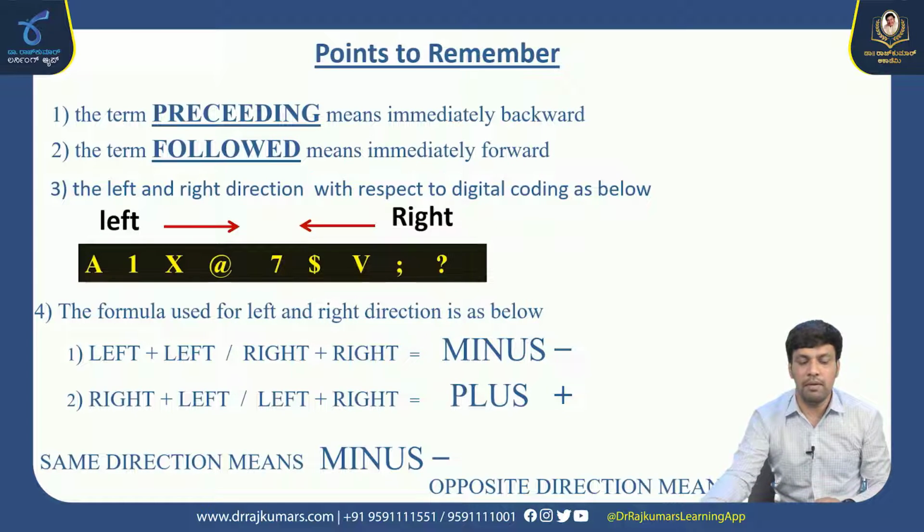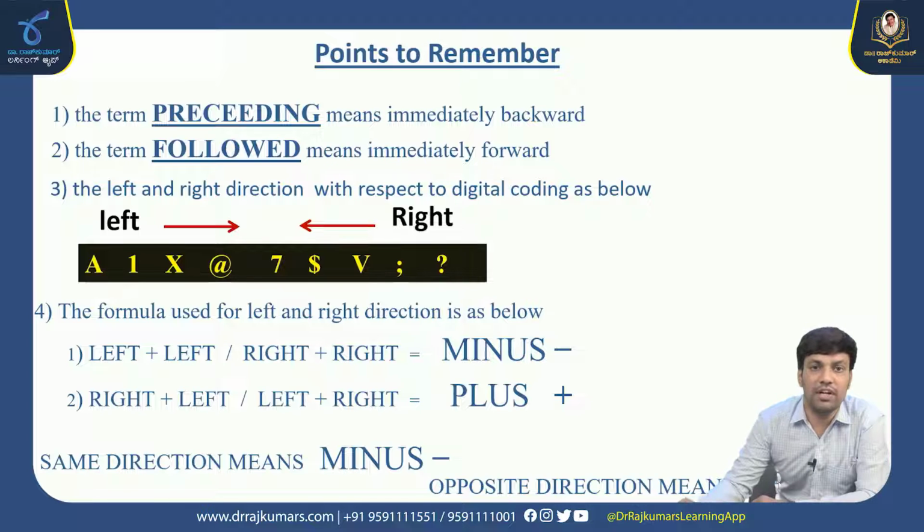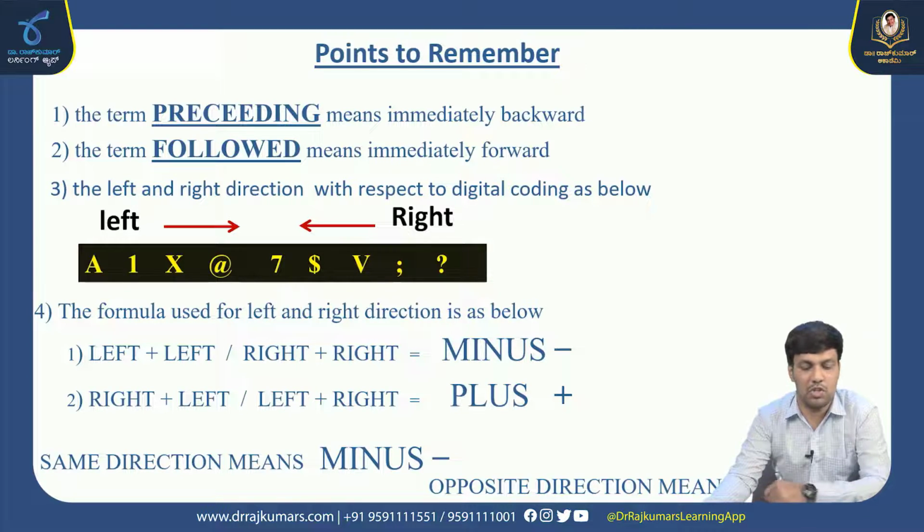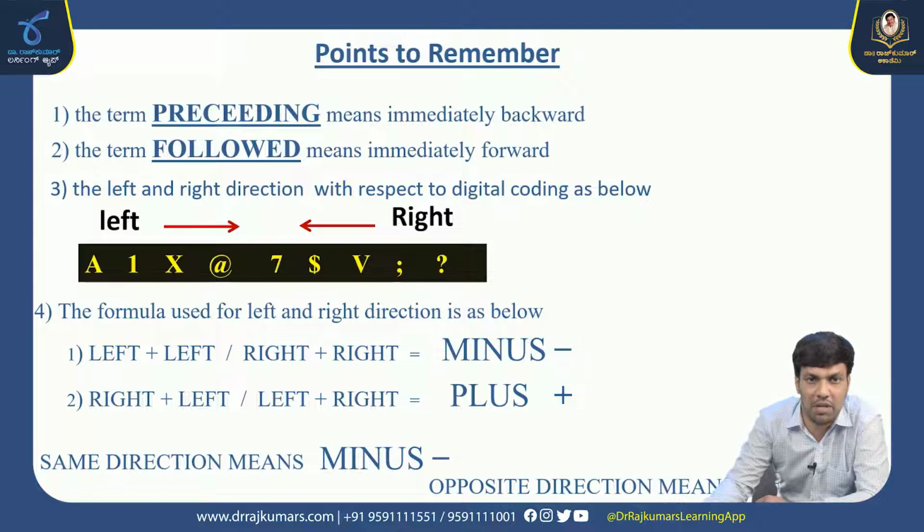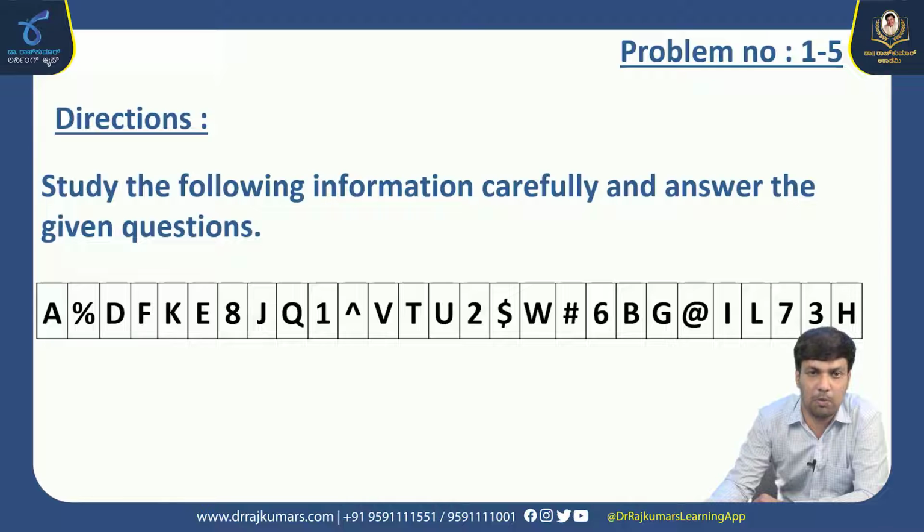Going to the next point, the formula used for left and right direction is as follows. Whenever you are supposed to add two same directions, that is left and left or right and right, then the operation to be performed is minus. In a similar way, whenever you are supposed to add two opposite directions, meaning right plus left or left plus right, then the operation to be performed is plus, which means same direction means minus as well as opposite direction means plus. Let's move on to our problems now.